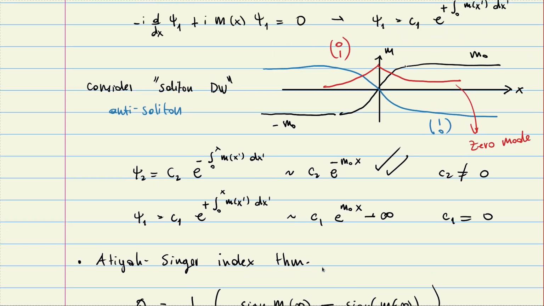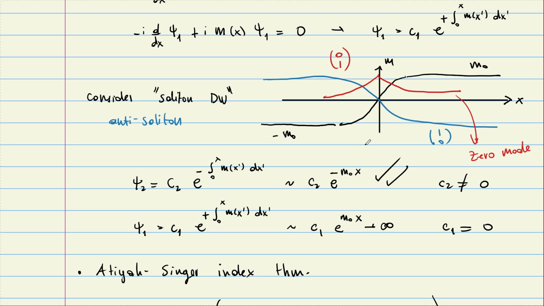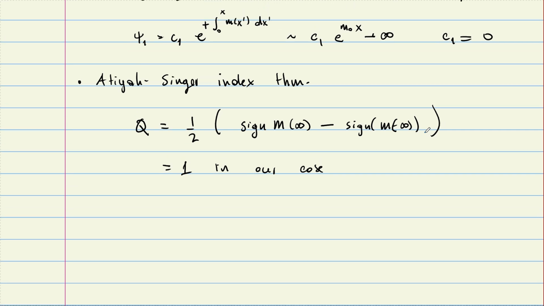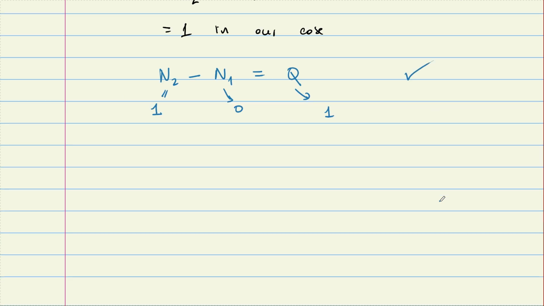And I want to define the number of 2 solutions. So this is n2, and the number of 1, 0 solutions. This is n1. And the Atiyah-Singer index theorem says that n2 minus n1 is equal to the charge. In our case, n2 is 1, n1 is 0, and Q is 1, and the index theorem is satisfied. As an exercise, you can check this theorem for the anti-soliton if you want. Now, these are the results.